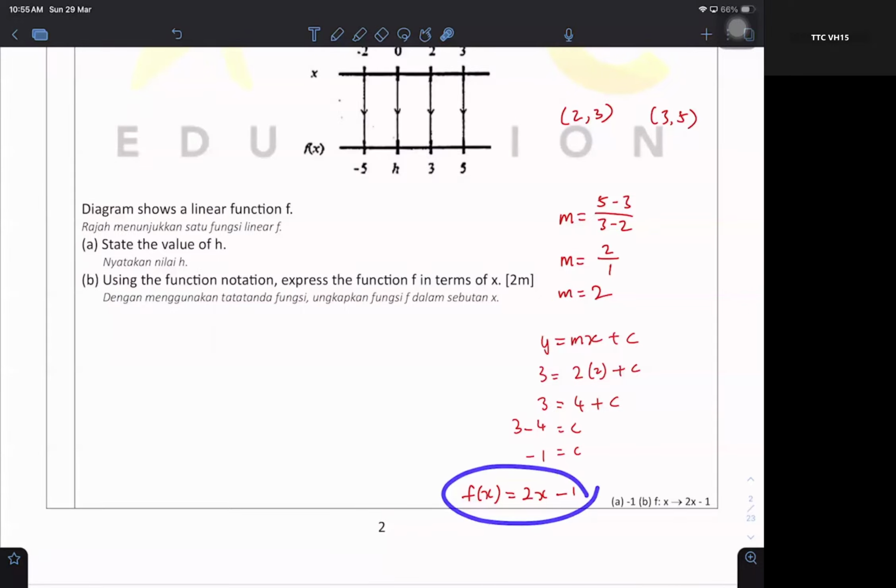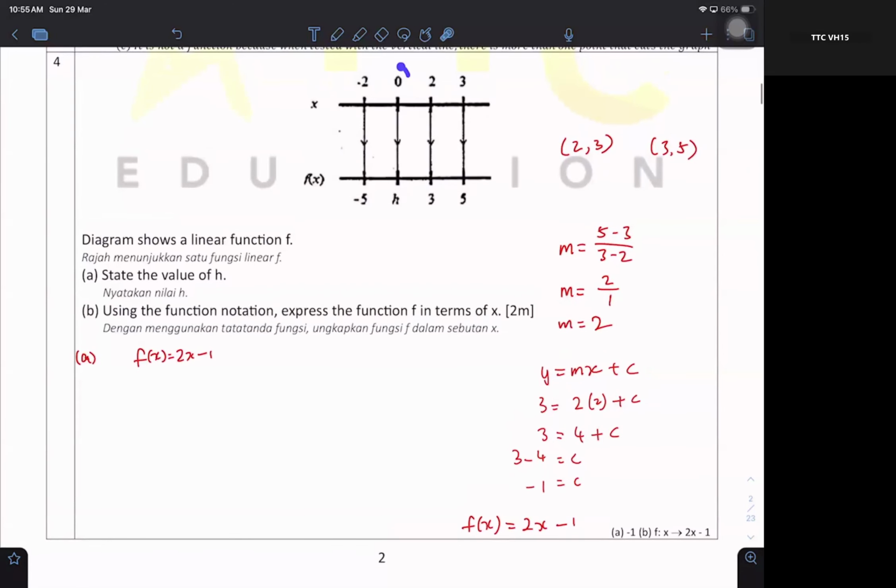Then from here, you can find the value of h already. Question A. f(x) equals 2x minus 1, right? You see the 0 goes to h. You sub the x with 0. So 2 times 0 minus 1. So the answer is negative 1, just like that. You need to do this one first.